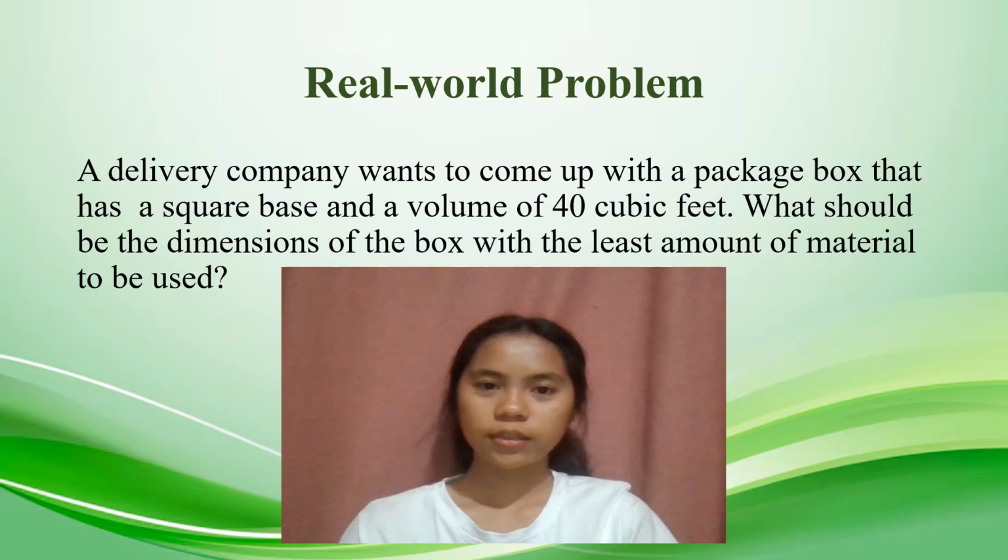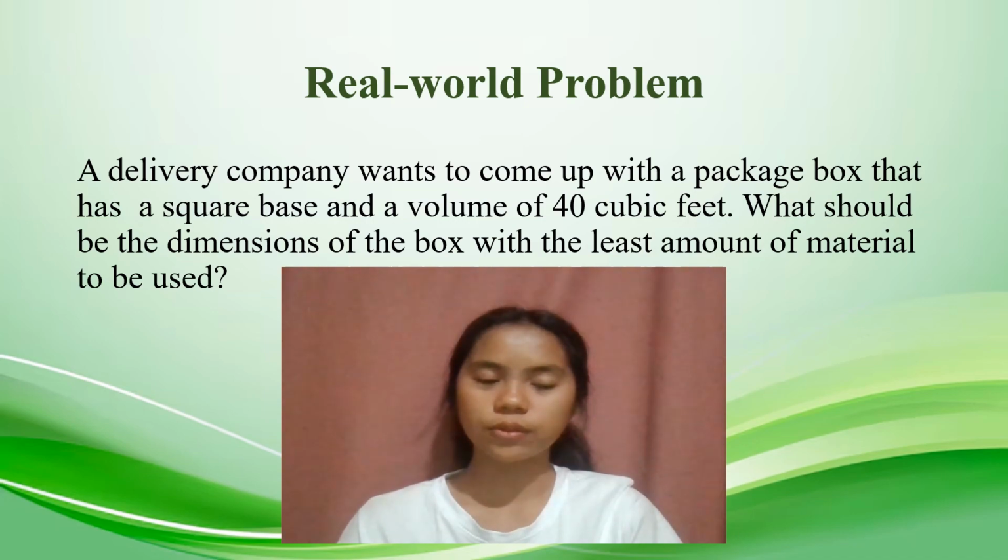So hey everyone, now we will be solving a real-world problem involving optimization. So here is our problem. A delivery company wants to come up with a package box that has a square base and a volume of 40 cubic feet. What should be the dimensions of the box with the least amount of material to be used?